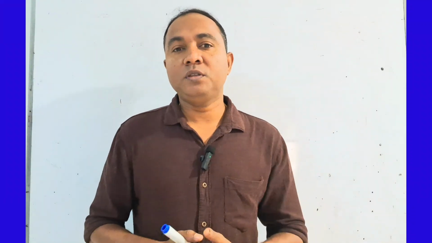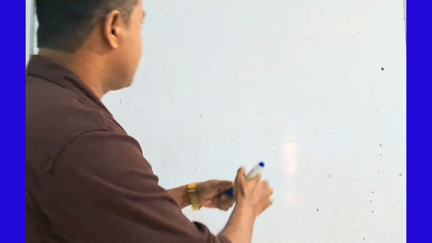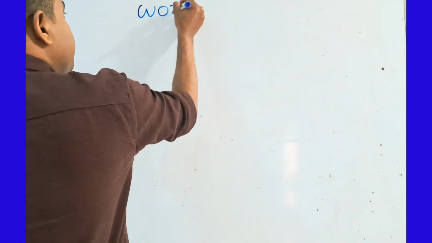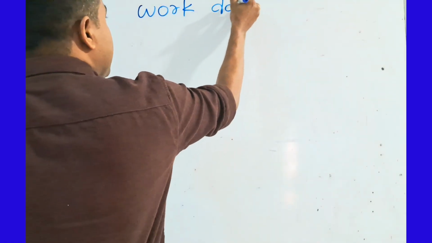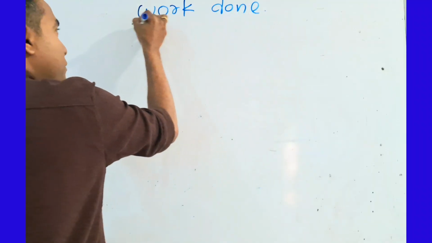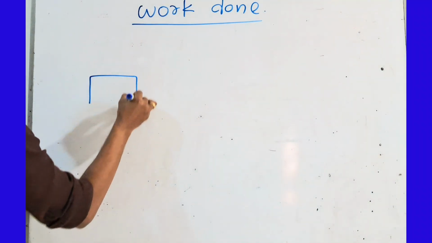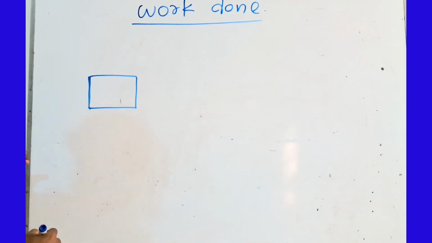Today we are going to learn about work done. Let's learn what work done is. Now tell me, there is an object like that.